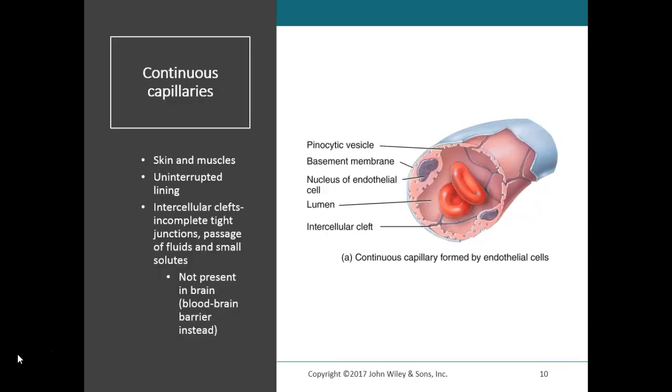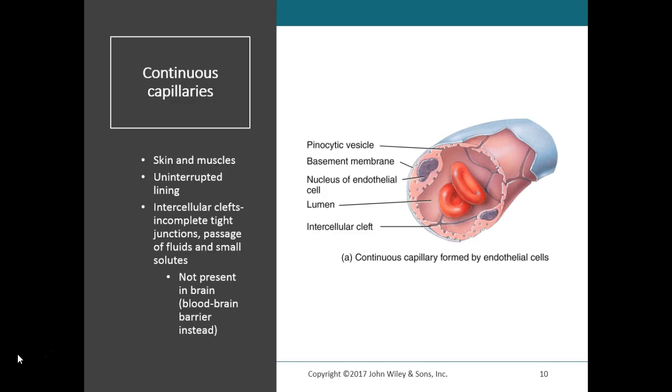There are three types of capillaries found in the human body: continuous capillaries, fenestrated capillaries, and sinusoids or sinusoidal capillaries. Most of our capillaries are continuous capillaries. We find these in the skin and the muscles, and they have a continuous lining of endothelial cells that forms a continuous tube that's interrupted only by just a few intracellular clefts or gaps between the neighboring endothelial cells. So, as I mentioned, we find these in the muscle tissue and the skin, but also in the central nervous system and in some areas of the lungs as well.